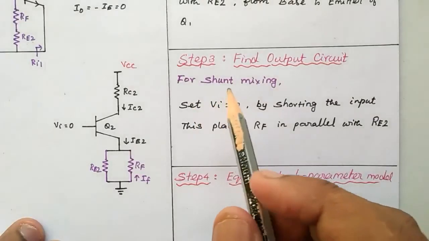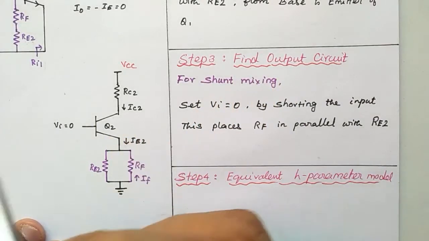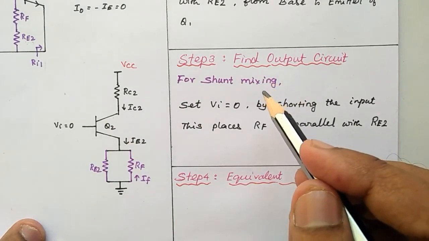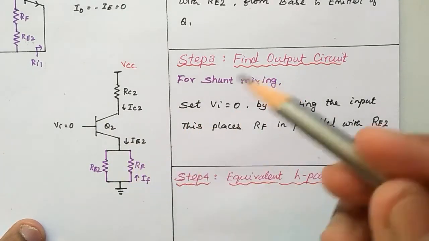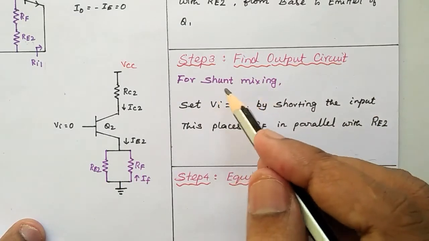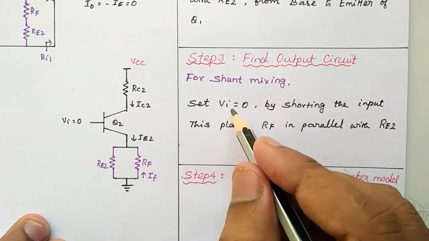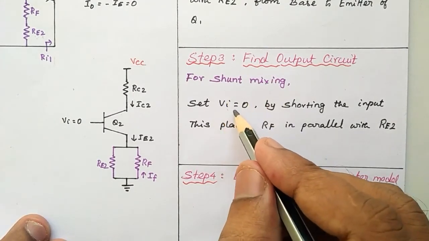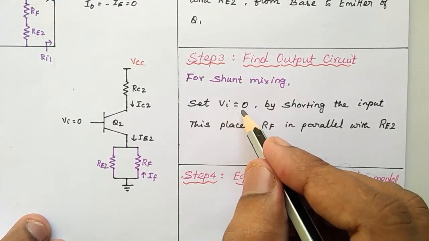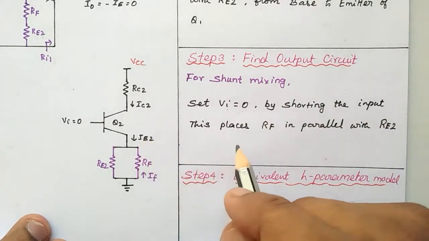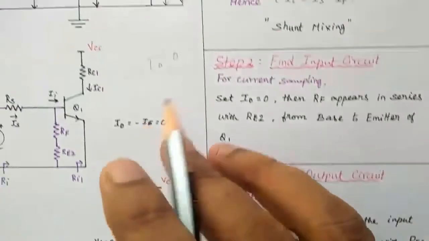In step 3, we are going to make some alterations in the input side and find the output circuit. For that, we need to check what type of mixing happens in the circuit. Already in step 1, we have found that shunt mixing is going to happen. Hence, for shunt mixing we have to make Vi equal to 0. The input voltage, we should make it as ground. That means shorting the input to the ground. Hence, RF does not have any effect in the input side.